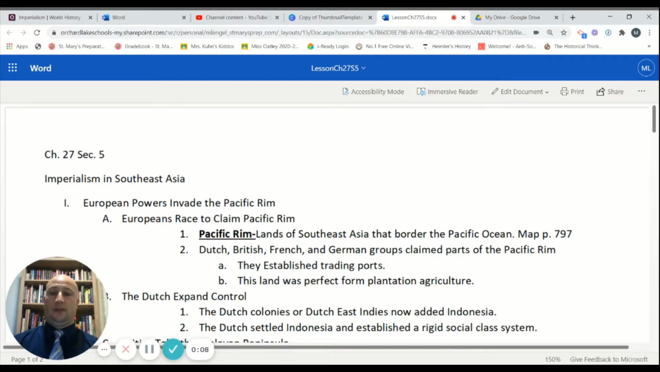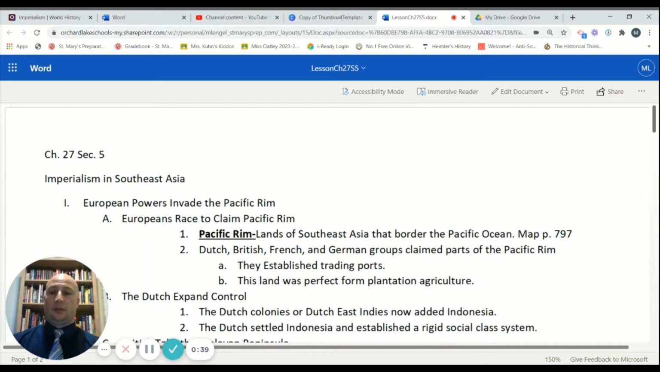We'll take a venture out into Southeast Asia today to really close off this chapter of study on imperialism and how it impacted Africa, the Middle East, India, and then now into Southeast Asia. We will take a look at European intervention here, but also toward the end of the lesson, a look into how the United States got involved in imperialism in this region of the world as well. So we'll start in the Pacific Rim.